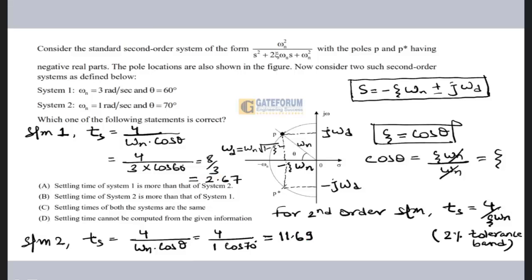And you know that cos of 70 will be less than cos of 60, because cos theta is a decreasing function. Without even evaluating this value, you can see that this is 4 by 3 into cos 60. So this part is greater, and the other part will be lesser, because cos 70 will always be less than cos 60. If theta increases, cos theta decreases, right? So system 2 will have more settling time compared to system 1. So option B is the best fit answer. Settling time of system 2 is more than that of system 1.